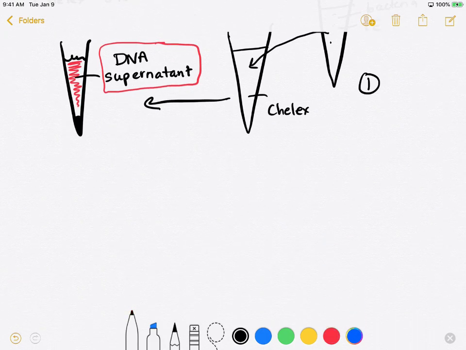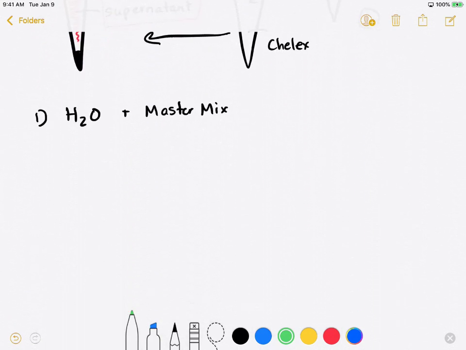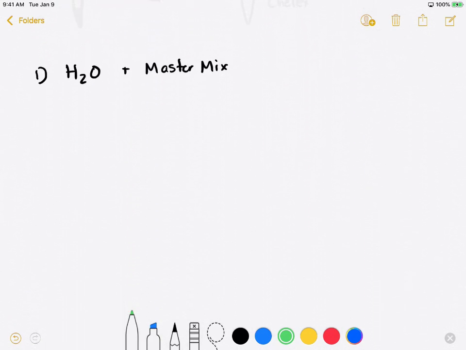In the PCR reaction, you had a couple of different conditions. In one condition, you had the following. You put water along with the master mix. The master mix included things such as the primers, the polymerase, the nucleotides, and the buffers. Nothing really should have happened in this tube because it just has water. There's no DNA in it. This is just a negative control.